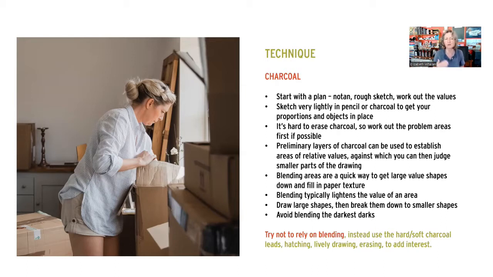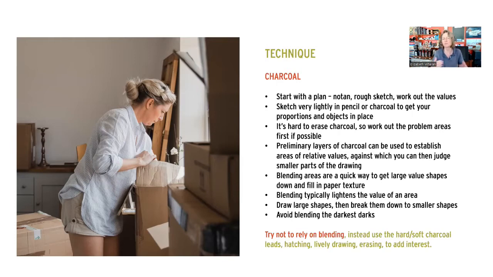It's one of the reasons that we're not going to try to draw her face, eyes and nose and all of that. And really the figure itself is going to remain very simple along with all of the other shapes that we draw, just like the way we talked about complex textures and complex patterns. We really want to get convincing form, a convincing feeling of space in this situation, and not worry about her face or hair and all of the rest of that. So once again, I'm going to say try not to rely on blending overall when you're doing charcoal, although we'll be using a lot of it today. Instead, use the hard and soft charcoal leads, hatching, lively drawing, and erasing to add interest.